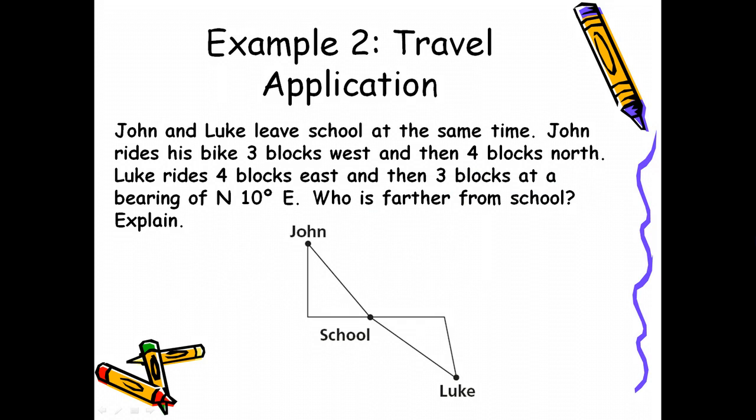Let's look at a travel application. John and Luke leave school at the same time. John rides his bike 3 blocks west, then 4 blocks north. Luke rides 4 blocks east, then 3 blocks at the bearing of north 10 degrees east. Who is farther from the school? And we need to explain.